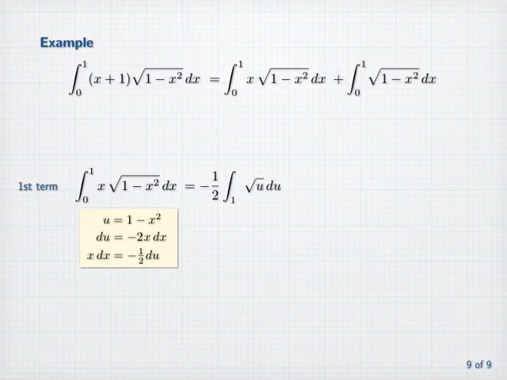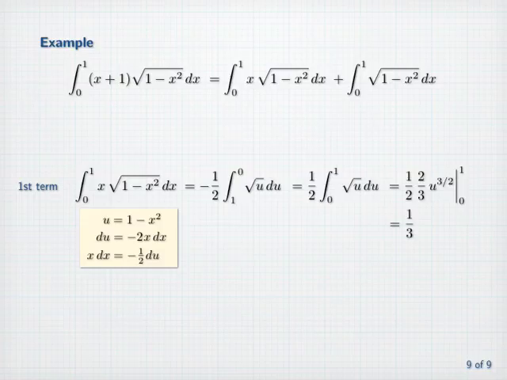When x is 0, u is 1, and when x is 1, notice that u is 0. Notice that we're integrating here from right to left, but since we have a minus sign out front, we may as well absorb that minus sign into the integral by reversing the limits of integration, writing positive 1/2 times the integral from 0 to 1 of the square root of u du. So now we anti-differentiate, obtaining 1/2 of 2/3 u to the 3/2 power, which we evaluate from 0 to 1, obtaining 1/3 times 1 minus 0.